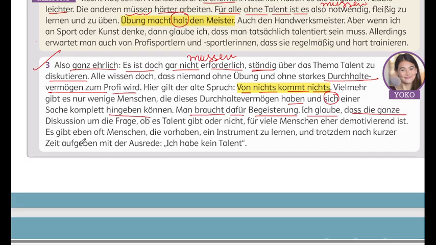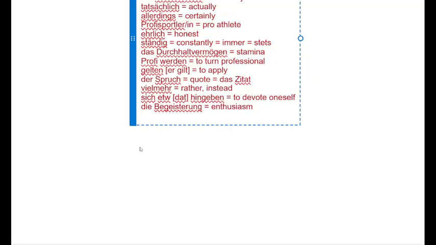Ich glaube, dass die ganze Diskussion um die Frage, ob es Talent gibt oder nicht, für viele Menschen eher demotivierend ist. Eher means rather. And another word is demotivierend, demotivating.